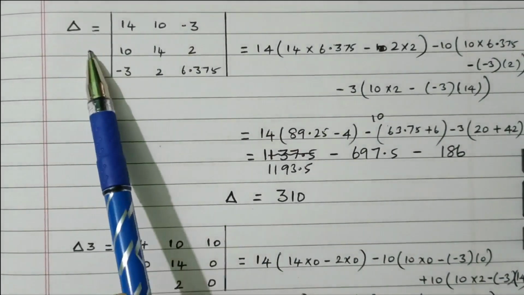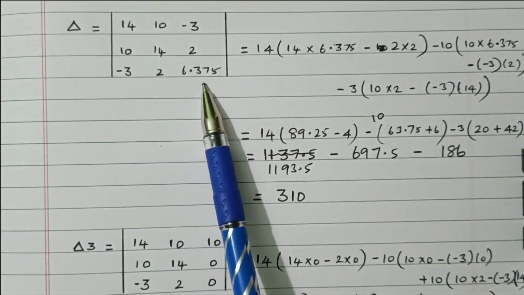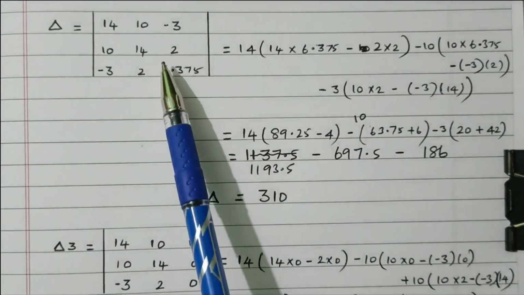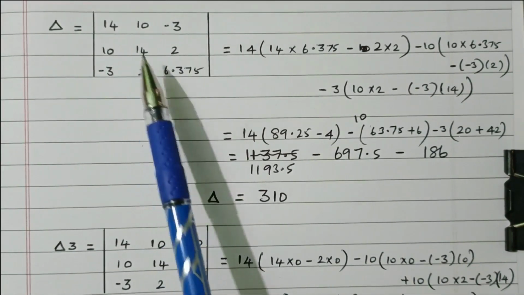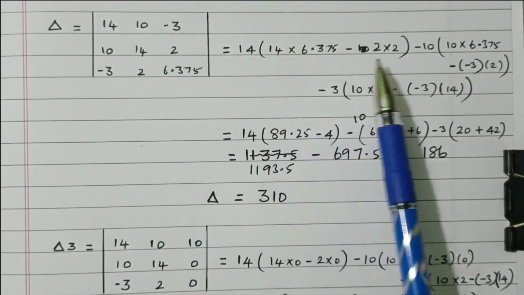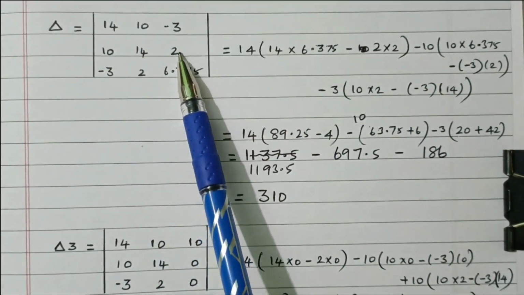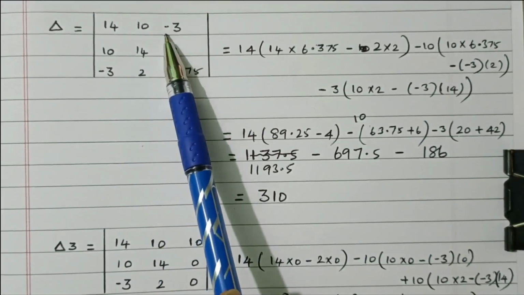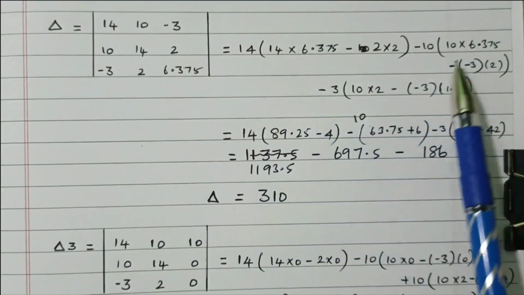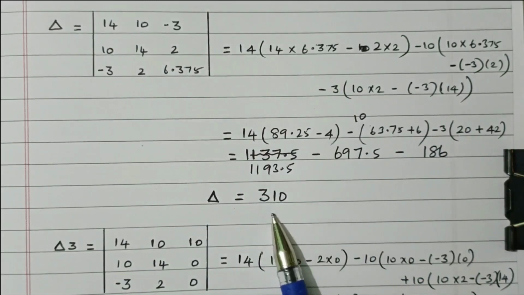So this is the delta value. 14, 10, minus 3; 10, 14, 2; minus 3, 2, 6.375. Right. Now we need to find the determinant. 14 into (6.375 minus 2 into 2), minus 10 into (10 into 6.375 minus 2 into minus 3). Then minus 3 into (10 into 2 minus 14 into minus 3), right? So this determinant value is written. After simplification we got 310, the delta value is 310, right?